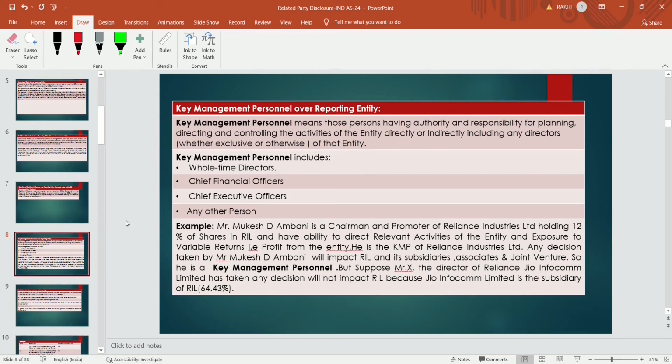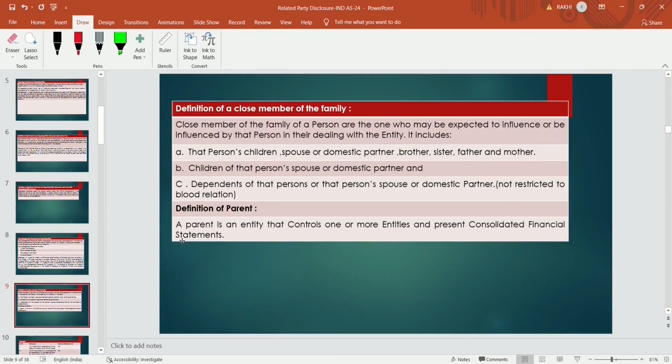No, Mr. X can only take decisions for Reliance Jio Infocom, but not as a whole for the holding company and all the subsidiaries. So he is not the key managerial person. But suppose Mr. X, the director of Reliance Jio Infocom Limited, has taken any decision, it will not impact RIL, because Jio Infocom Limited is the subsidiary of RIL. This is the definition of the person who has control or joint control of the reporting entity, who has significant influence, and who is a key managerial person.